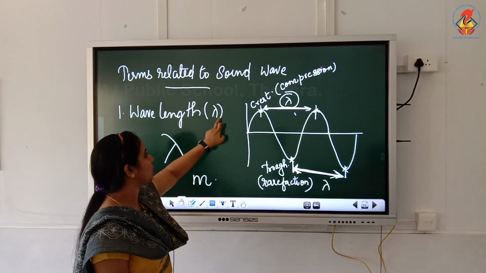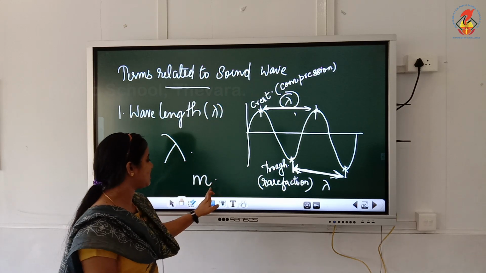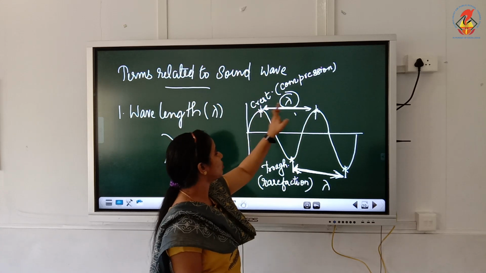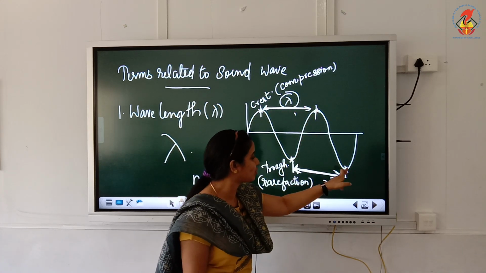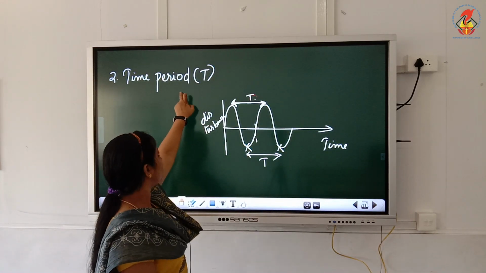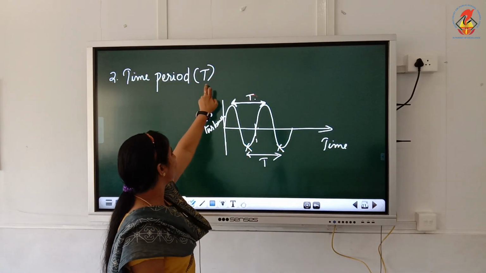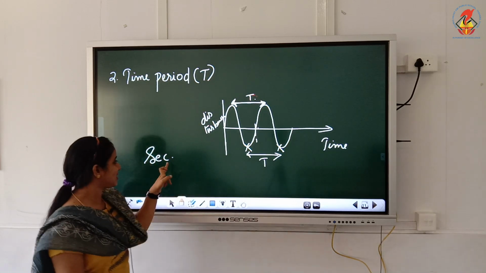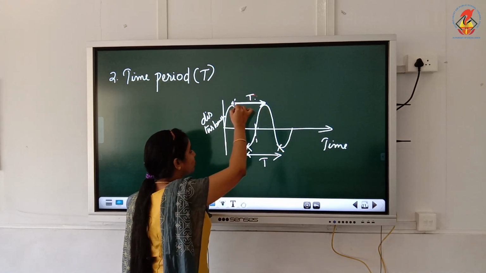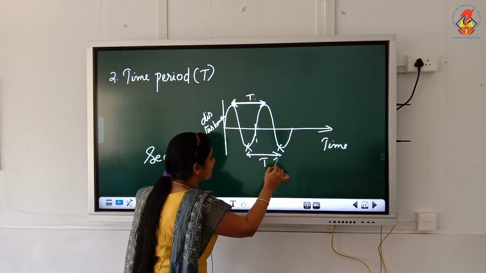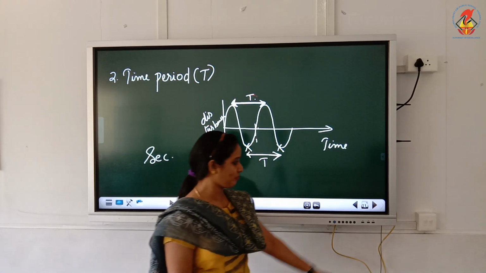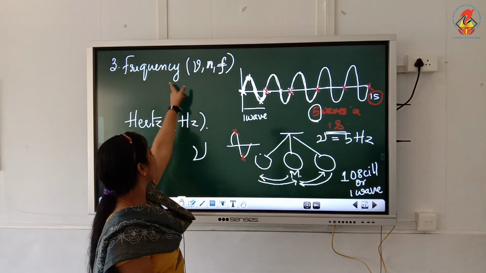Wavelength is represented using the letter lambda and its SI unit is meters, and it is the distance between two crests or two troughs. The second term is time period, denoted by the letter T, and its unit is seconds. That is the time interval between two crests or two troughs, which is constant, and it is called time period. Third term is frequency.